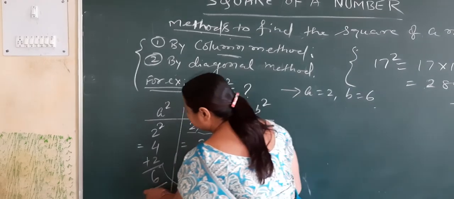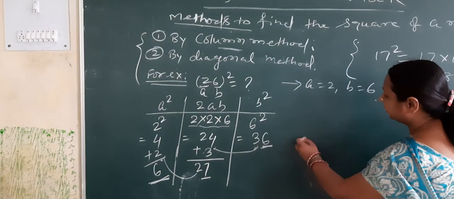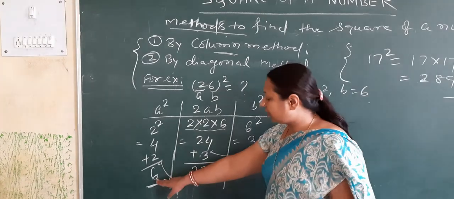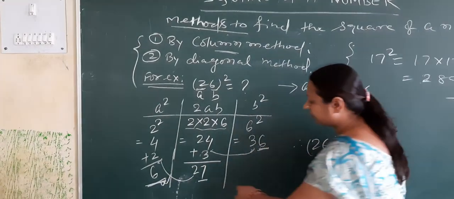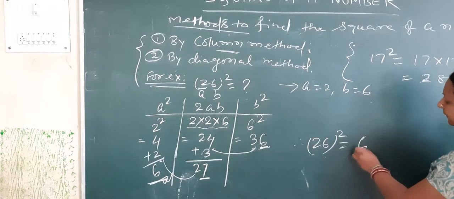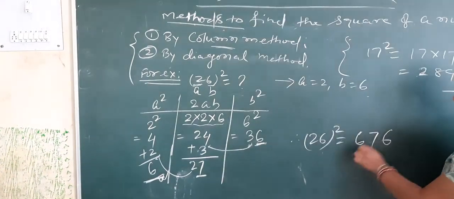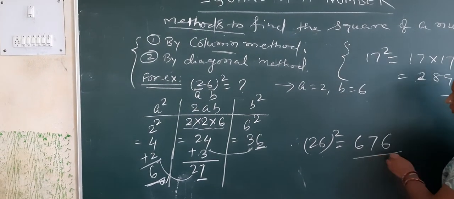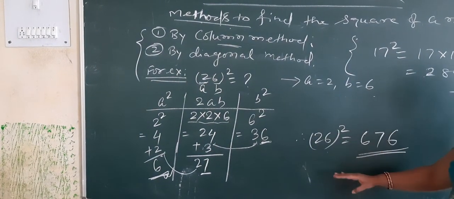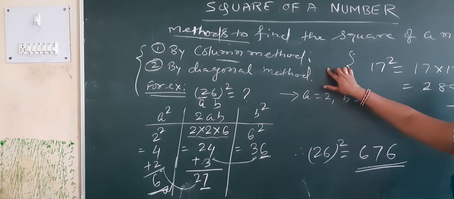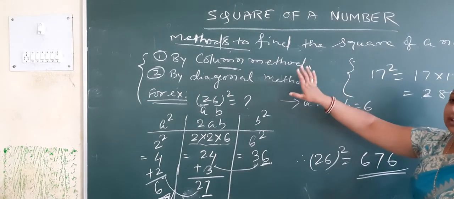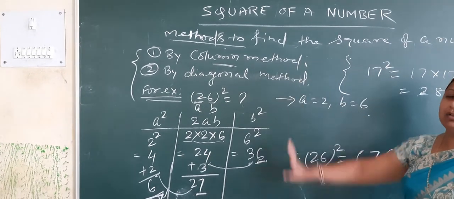So what do we get at the first column? Write all the numbers we get at the first column. In the first column here we get only 6. Mark the numbers and write them one by one. So in the second column we mark 7 and in the third column we mark 6. So this is the result. So the square of 26 is 676. So this is called the column method. The column method is used only to find the square of up to a 2-digit number.